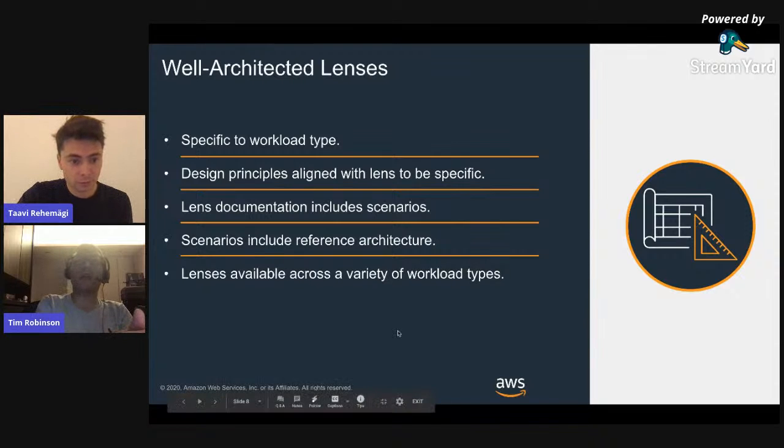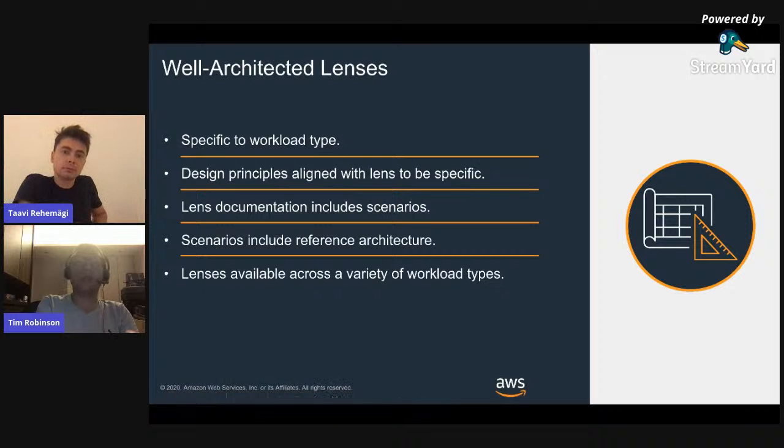So scenarios, as I say, do include the reference architecture, and the lenses are available across quite a wide variety of workload types. We have the serverless lens in the tool. We also have lenses available for high performance compute, analytics, IoT, and again, more being released all the time. As I mentioned earlier, these will gradually be integrated into the console, into the well-architected tool. So watch for those coming along.